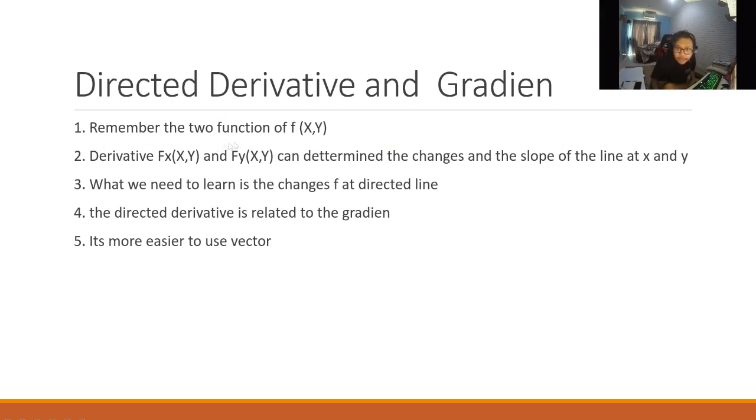We need to remember f(x, y), and then we need to remember the derivatives f_x and f_y. They determine the changes and the slope of the line at x and y. What we learn in directional derivative and gradient is the change of f along a directed line. The derivative is also related to the gradient. In this next topic, we use unit vectors, so it's easier.